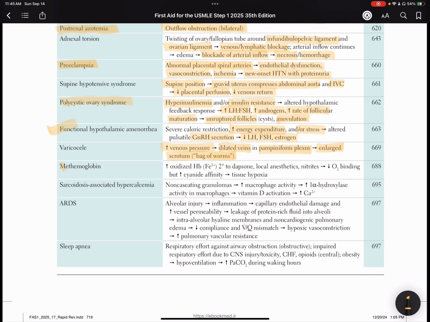What causes methemoglobin? Methemoglobin is increased oxidized hemoglobin Fe3 plus, secondary to dapsone, local anesthetics, nitrites, and decreased oxygen binding but increased cyanide affinity. This leads to tissue hypoxia.